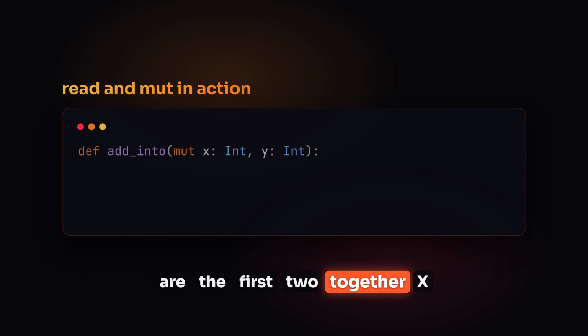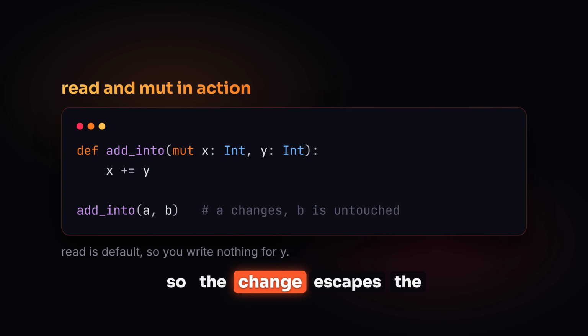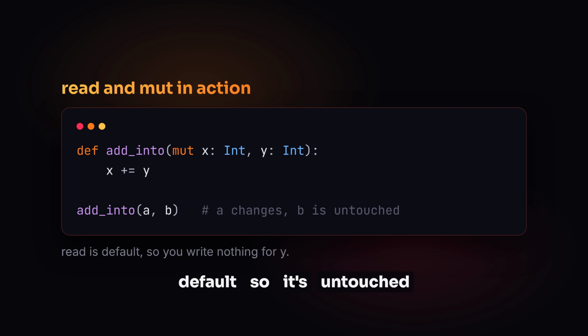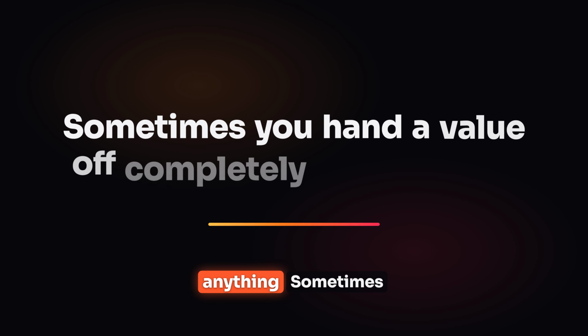Here are the first two together. X is marked mut, mutable, so the change escapes the function. Y is just read by default, so it's untouched. You cannot change that. Fast and safe without you copying anything.